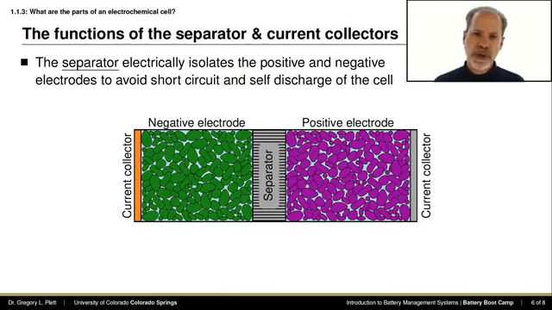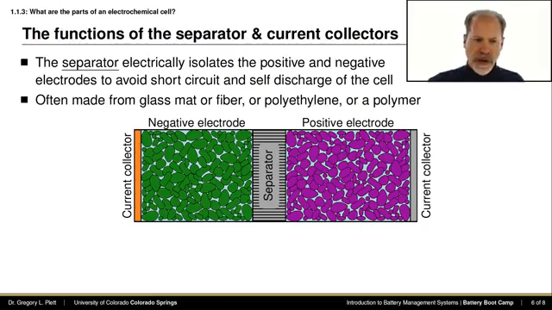Now, placed between the two electrodes is something known as the separator. The separator has the very simple function of mechanically and electrically isolating the negative and positive electrodes from each other. If the negative electrode were to come into contact with a positive electrode, then there would be an immediate short circuit where electrons from one electrode would flow into the other electrode and very quickly discharge the battery cell. Now, this separator is really a low-tech device in the sense that it is simply providing this electrical and mechanical isolation of the two sides of the battery cell.